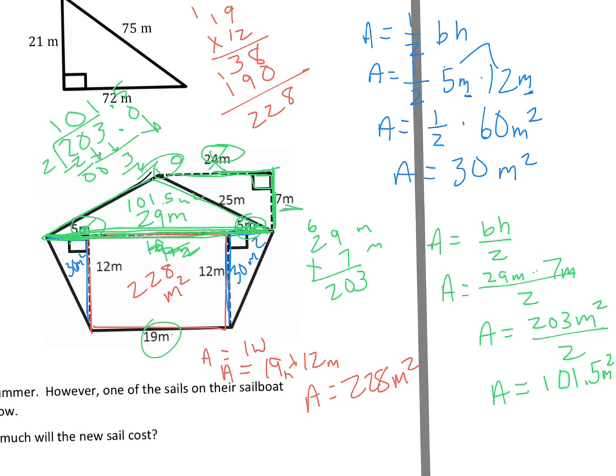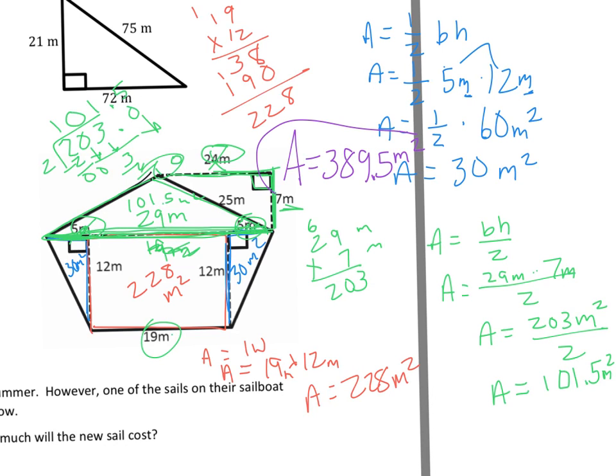And then to get my area, I'll just add all of these up: 228, 30, 30, and 101 and 5/10. And what I should come up with, if I do my addition right, is the area of the whole shape should be 389 and 5/10 meters squared.